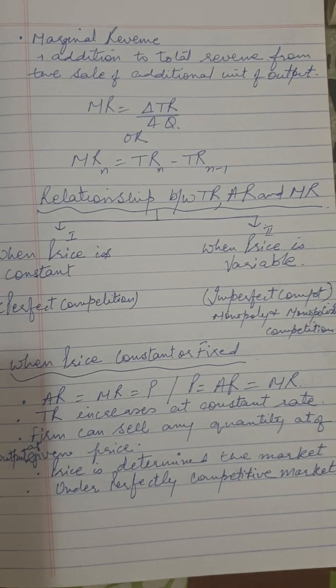Because that which is not perfect is known as imperfect, and that imperfect competition is of two types. One is monopoly and second is monopolistic competition. I'm just going to tell you a brief of these two markets. In perfect competition, seller and buyer do not have any control on price. That is why price is fixed.